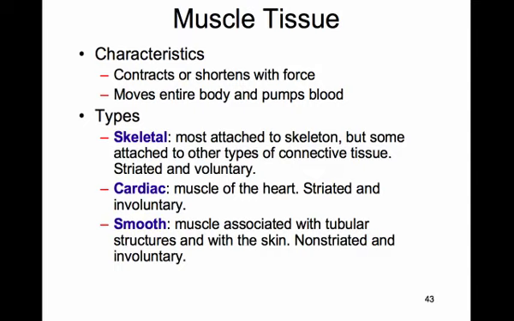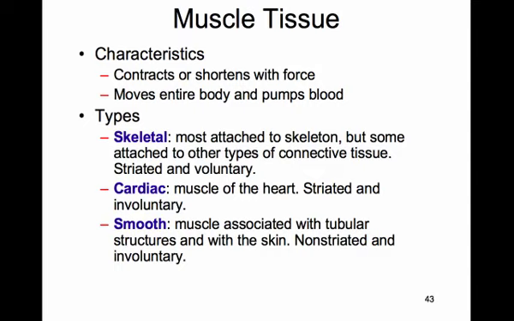Muscle tissue has a couple of important characteristics: it contracts with force. That way you can move your skeletal system and move your body. It will move the entire body and is also responsible for pumping blood. And there are 3 different types: skeletal, cardiac, and smooth.